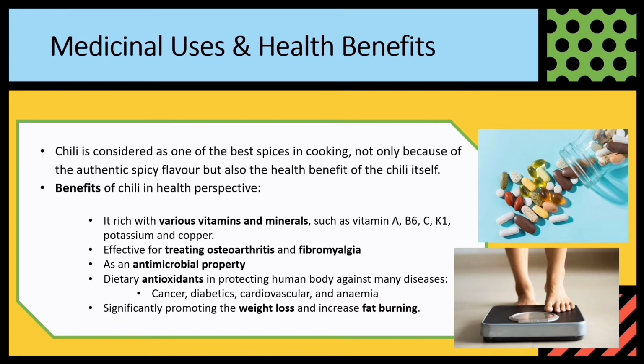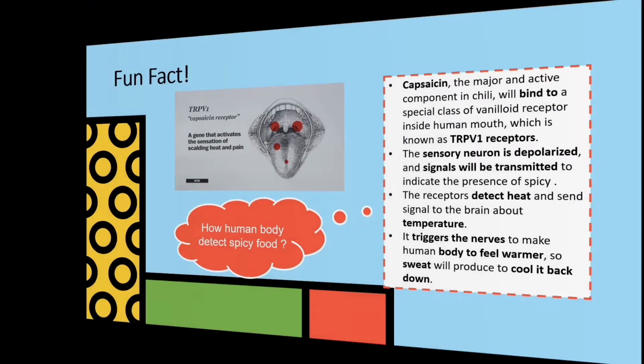It is effective for treating osteoarthritis and fibromyalgia, and with its antimicrobial properties, chili is also essential as a dietary antioxidant in protecting the human body against many diseases such as cancer, diabetes, cardiovascular disease, and anemia. Last but not least, chili significantly promotes weight loss and increased fat burning.